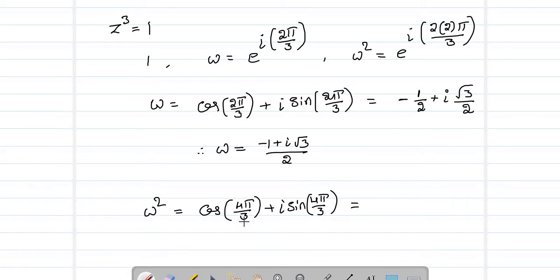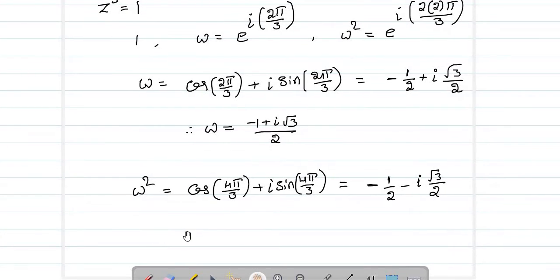So what is cos of 4 pi by 3? Pi plus pi by 3. So in the third quadrant, both cos and sine are negative, so this is minus. So you'll have 1 by 2, and this is minus i times root 3 by 2. So therefore omega square is nothing but minus 1 minus i root 3 by 2.